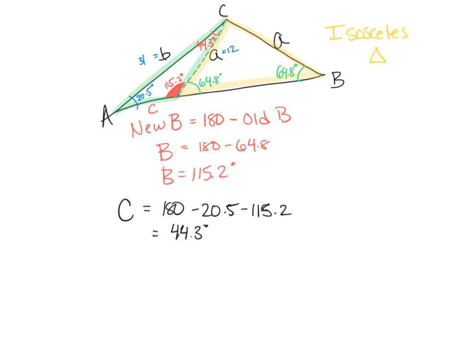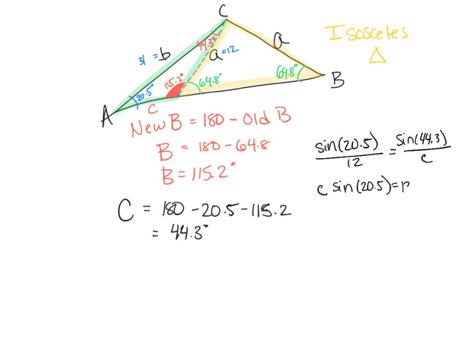Last thing I need to do is solve for my new side length C, which is just regular old law of sines. So this is going to be sine of 20.5 over 12 is equal to sine of 44.3 over C. Cross multiply. So C times sine of 20.5 is equal to 12 times sine of 44.3. I'm running out of space. Divide both sides by sine of 20.5. We get C is equal to 12 times sine of 44.3 divided by sine of 20.5.